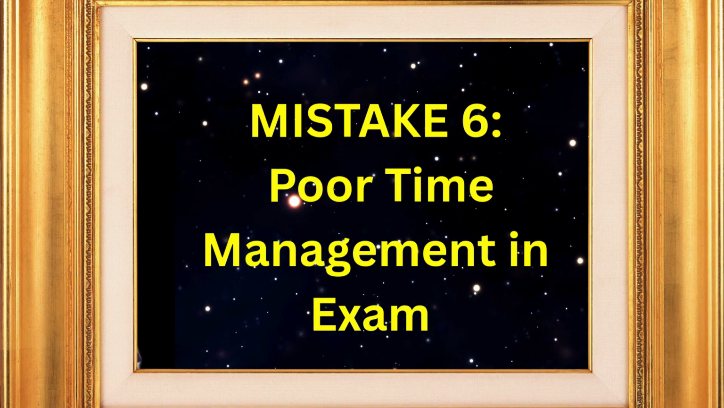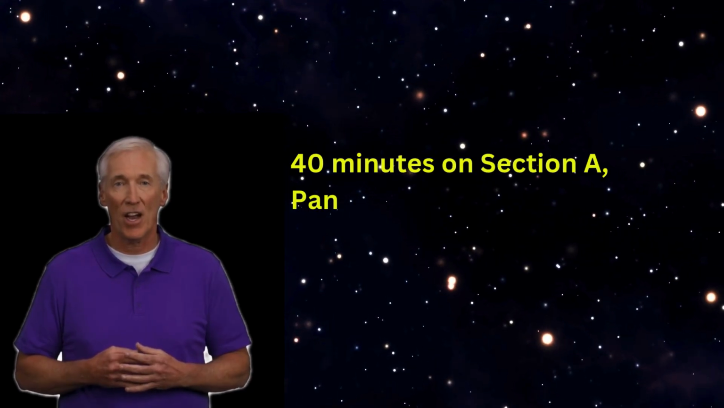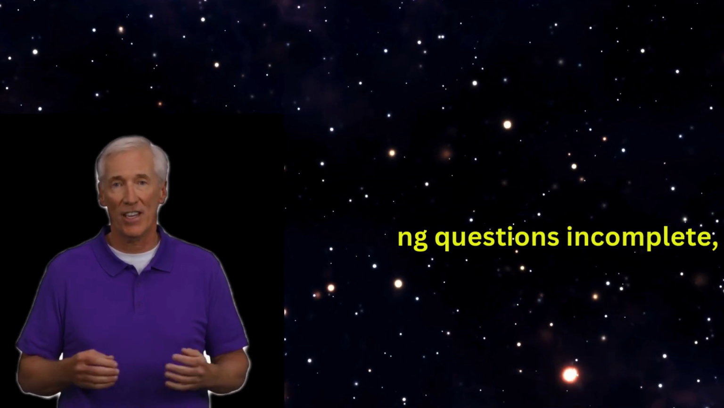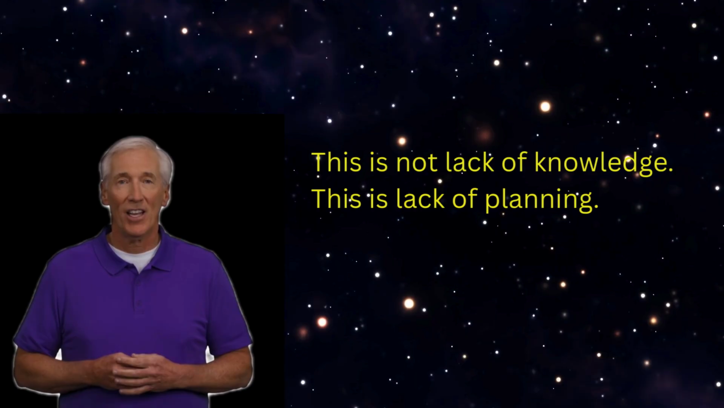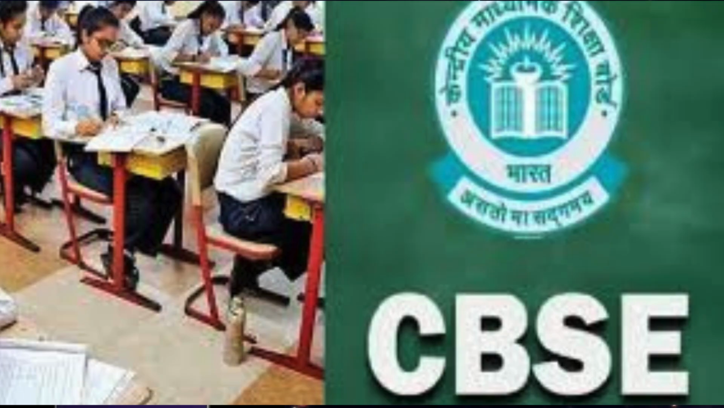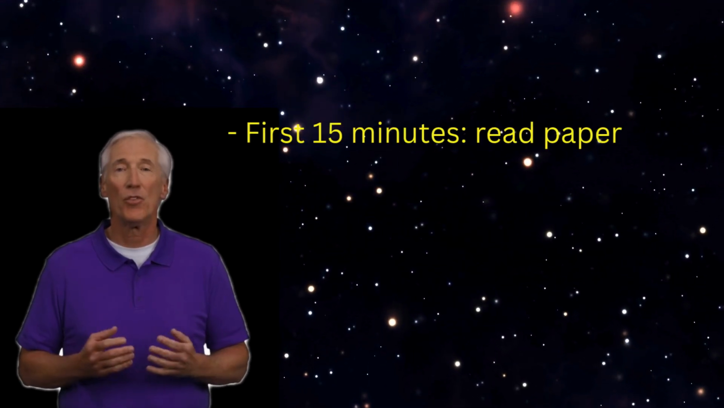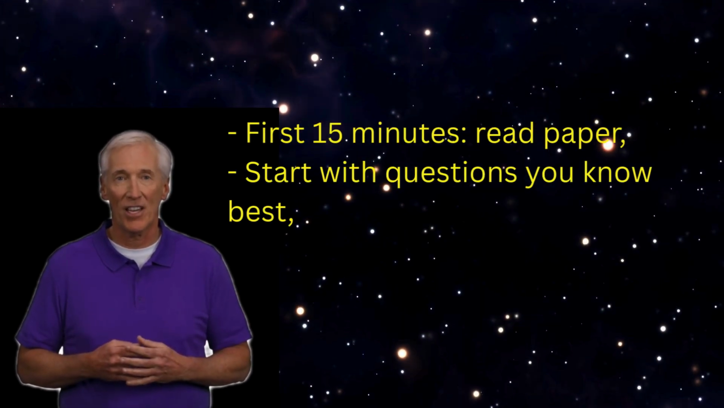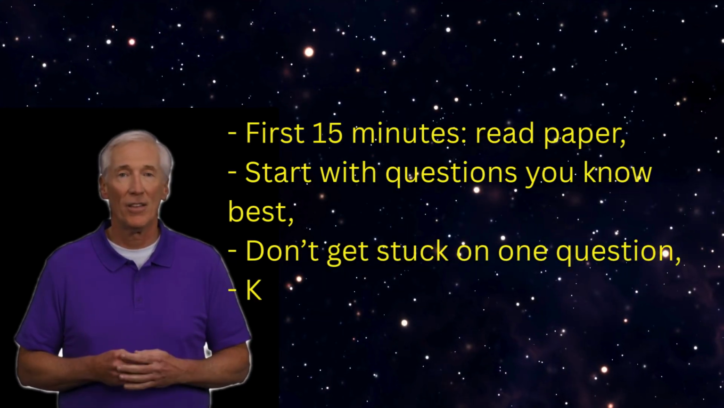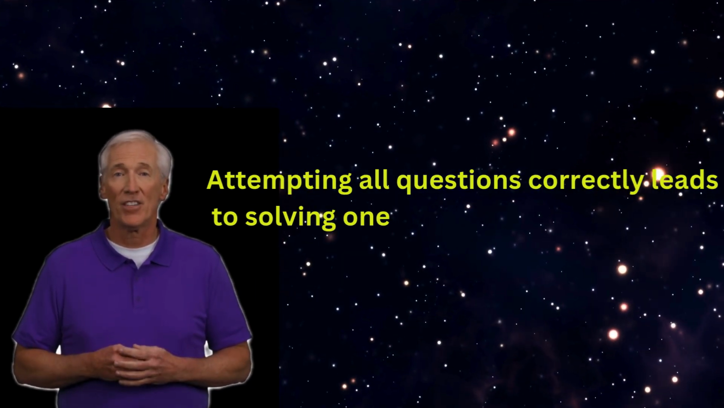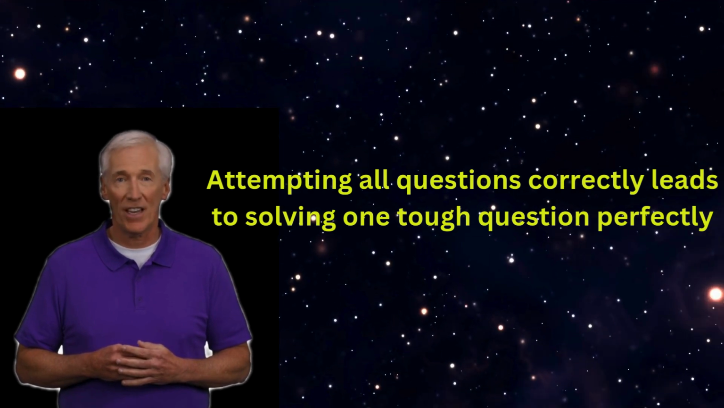Mistake 6. Poor time management in exam. Students spend 40 minutes on Section A, panic in the last 20 minutes, and leave long questions incomplete. This is not lack of knowledge. This is lack of planning. Perfect CBSE Maths strategy is: first 15 minutes, read paper, start with questions you know best. Don't get stuck on one question. Keep last 10 minutes for revision. Remember, attempting all questions correctly leads to solving one tough question perfectly.